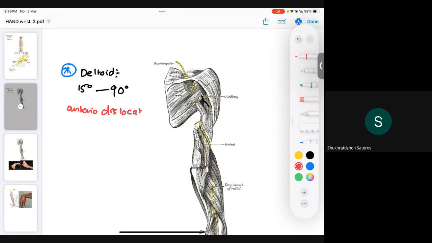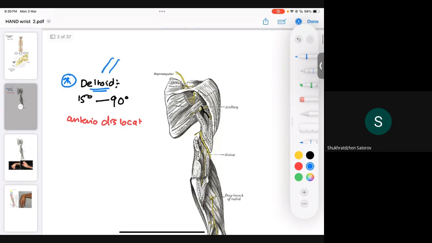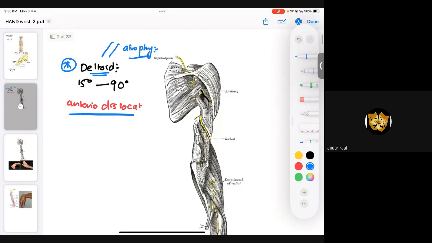Once this nerve is damaged, you cannot abduct your arm above 15 degrees. What else? If the nerve supply of the deltoid is gone, can I say now it would undergo atrophy because you do not have stimulus coming into your deltoid muscle? So atrophy of the deltoid. And anterior dislocation, one of your UL MCQs, if you guys remember, right?